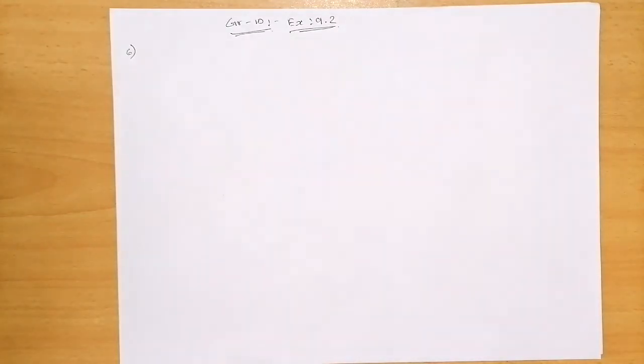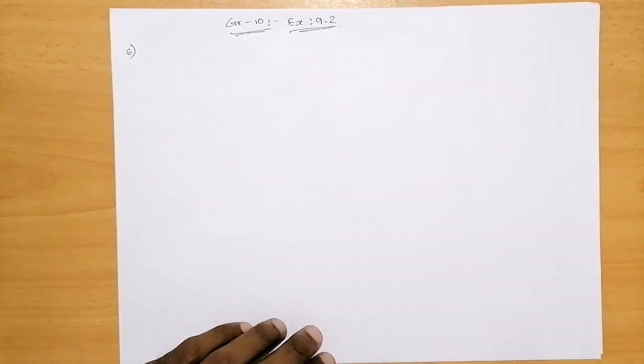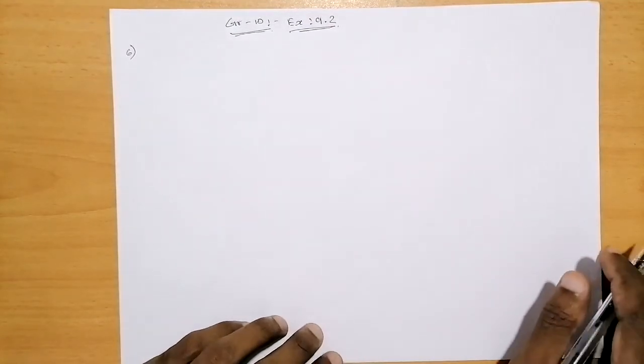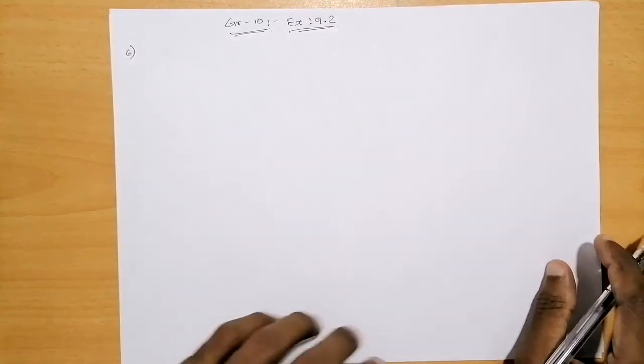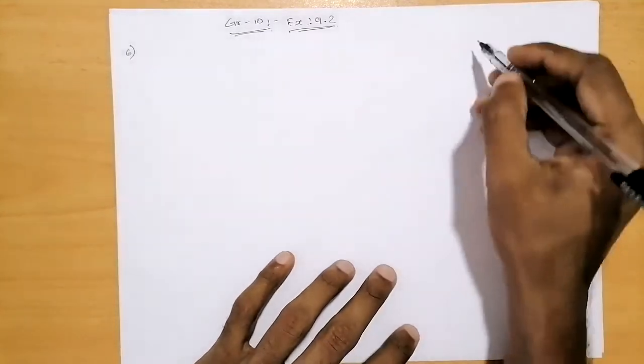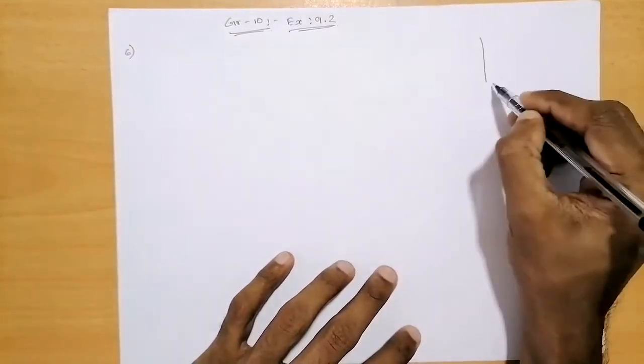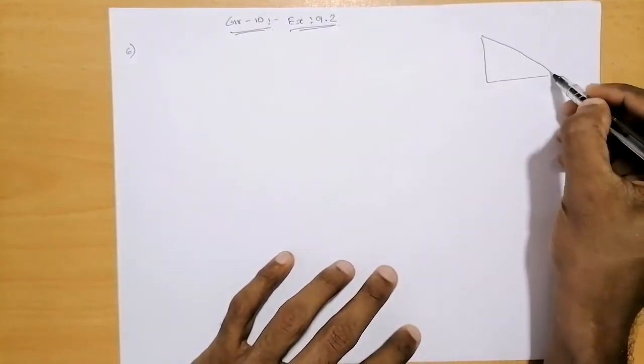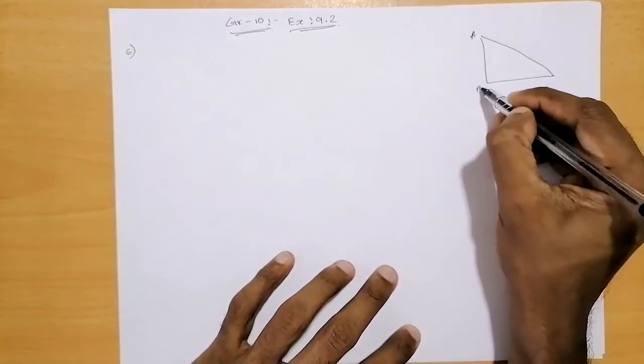Like the previous questions, in the 6th question they gave a description. In the first part of the question, we need to draw a figure using the information. We'll draw a rough sketch, then we'll find the answers. In triangle ABC, B is a right angle. So it's a right angled triangle, with angle B a right angle.